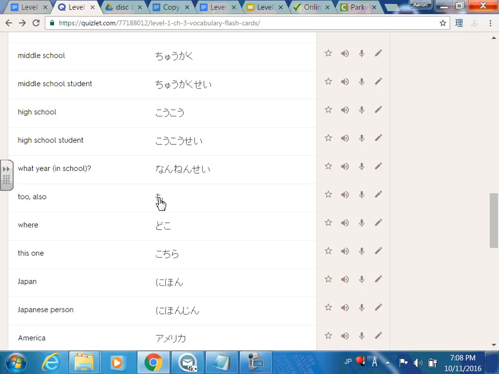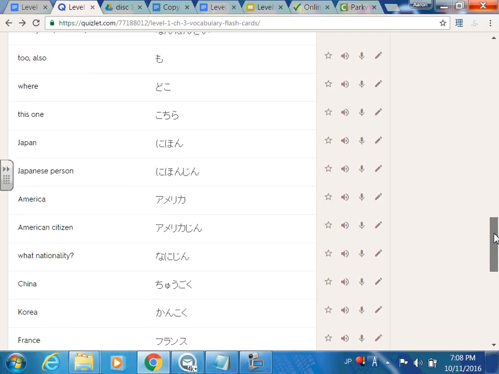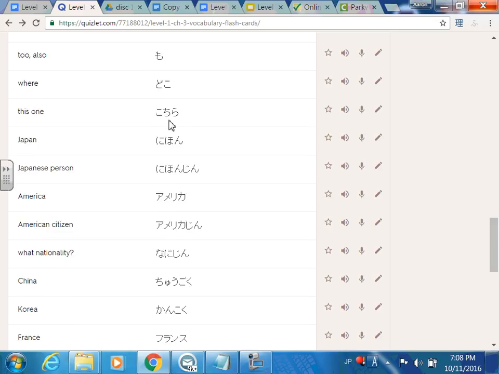Mo just means also. For example, if someone said watashi wa ichi nensei desu and you are also a freshman, you could say watashi mo ichi nensei desu. Doko, this is another one of those who, what, where, when kind of words. More on that one later. Kochira is this alternative of more than one.